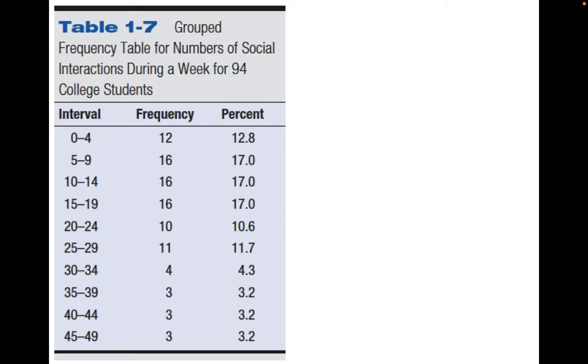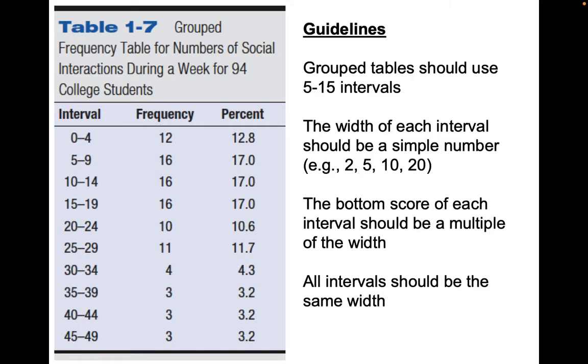This is what a grouped frequency table looked like. What you can see is that the value of the variable, which is the number of social interactions in a week, have been grouped to create an interval. We see the interval in the leftmost column. Now there are some guidelines for creating intervals and for creating these grouped frequency tables. So the first guideline is that a table should use anywhere from 5 to 15 intervals. In this example, there's 10 intervals, so that falls within the range.